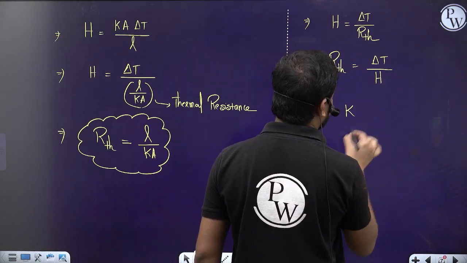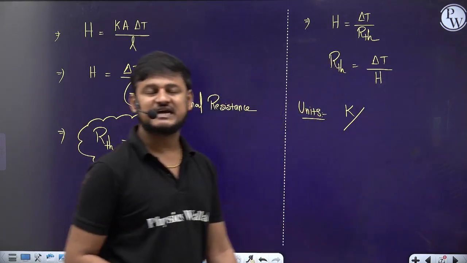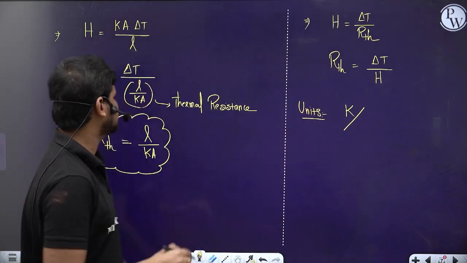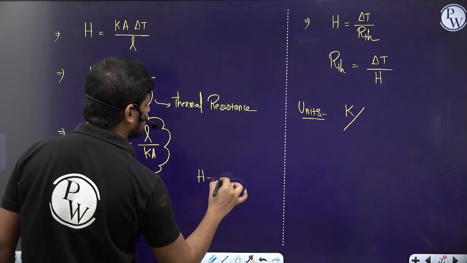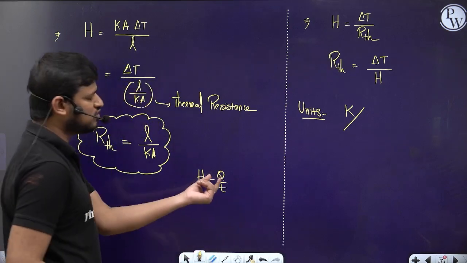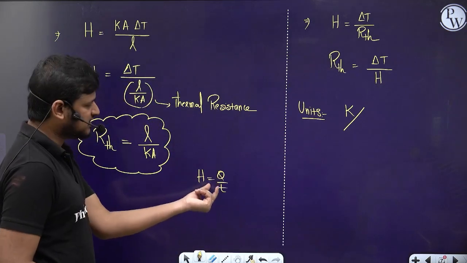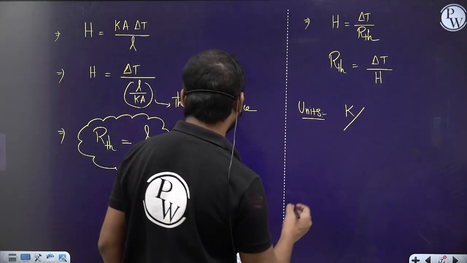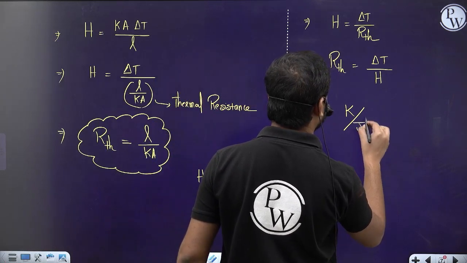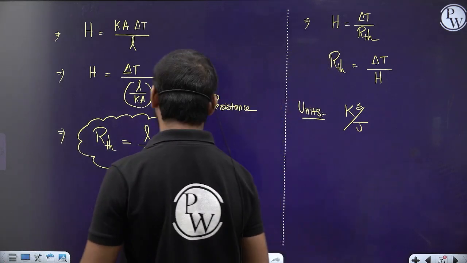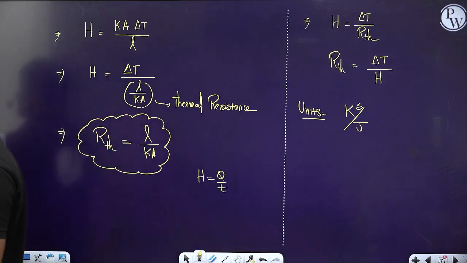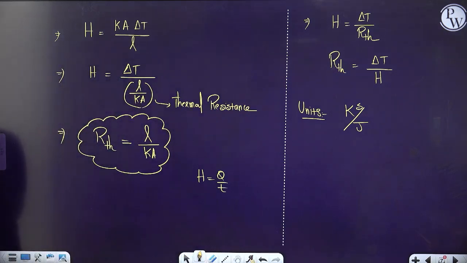What are the units of delta T? Kelvin. And what are the units of heat current? The heat current H is equal to Q by T, so the heat flowing per time, which is nothing but joule per second. So I can write Kelvin second by joule. Understood, everyone? Kelvin second by joule.